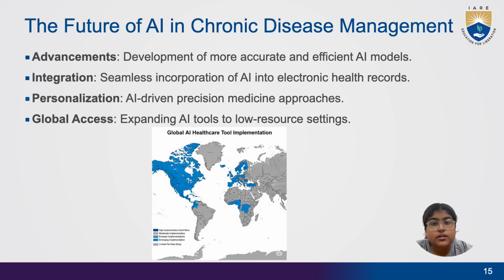The future, however, looks bright. We're moving towards more accurate AI models, deeper integration with electronic health records, and even global access to AI tools in low-resource settings. Imagine rural hospitals being able to use AI tools on a smartphone to detect health scares like heart diseases or cancers. That's the level of accessibility we're aiming for. The future is about precision medicine and equal access for all.